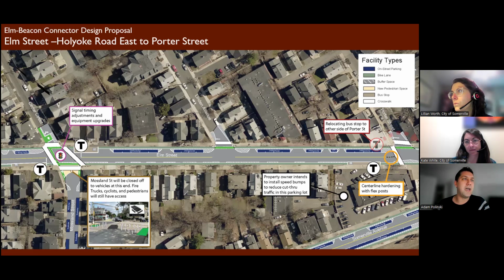We are proposing to add flex posts on the center line of the crosswalk across Elm at Porter, as seen here in orange. And you can also see that we are proposing to make a pretty significant change to Mossland Street, which will effectively make it a dead end for any drivers that would want to come from Elm or across Cedar. That will no longer be possible. And we have a proposal that we will talk about in more detail in a couple slides.